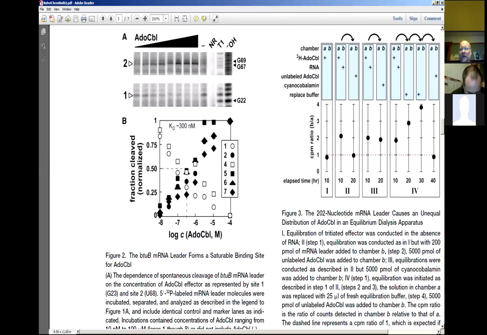And then they let it equilibrate a little bit, and if the small molecule actually binds to the RNA, it's going to wind up all being in chamber B eventually. If there's no binding, then the small molecule is just going to equilibrate between those two chambers, and you get the same concentration in both. Right? So it's a cute little assay that relies directly on co-localization of the small molecule with this aptamer RNA. Essentially, it binds the small molecule.